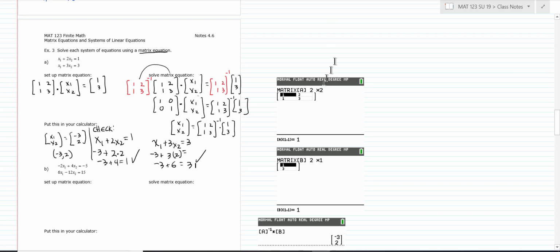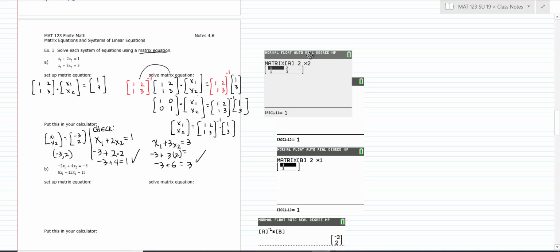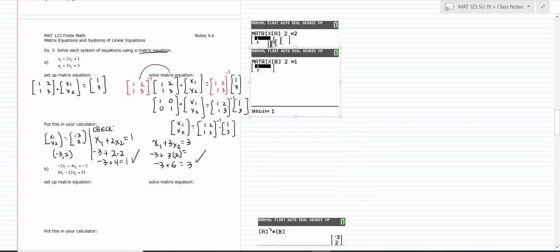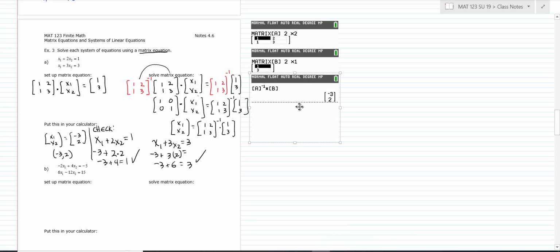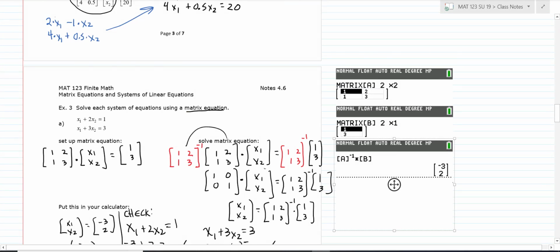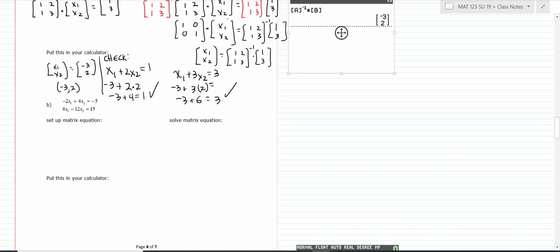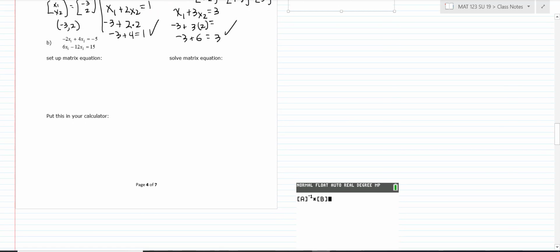Okay, so I'm just putting these keystrokes on the calculator here for reference. So again, what I did is I put in matrix A, matrix B, and then on a clear screen, I basically just did A inverse times B, and you have to do it in that order. That's real important. And once you get the answer, you can check your answer. All right, so let's do one more here.